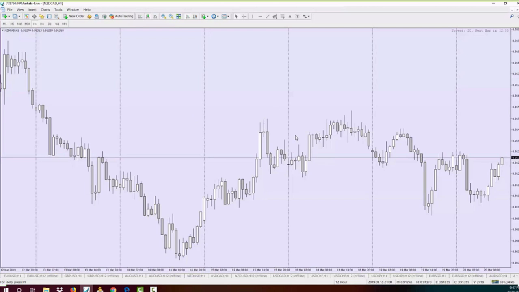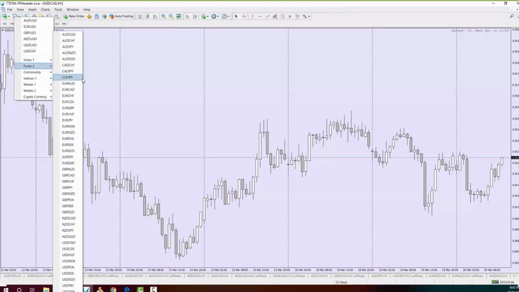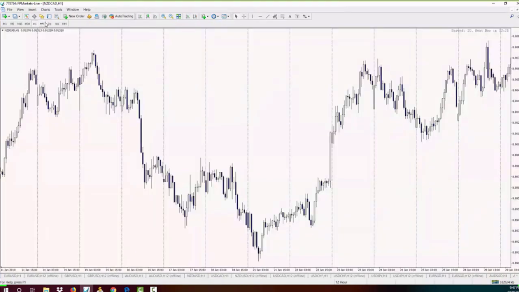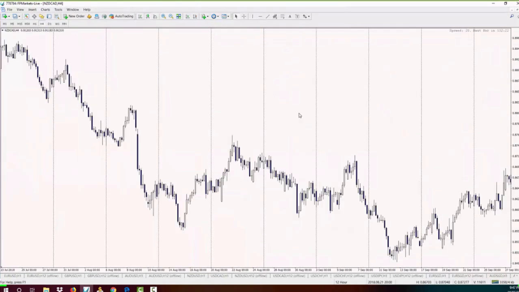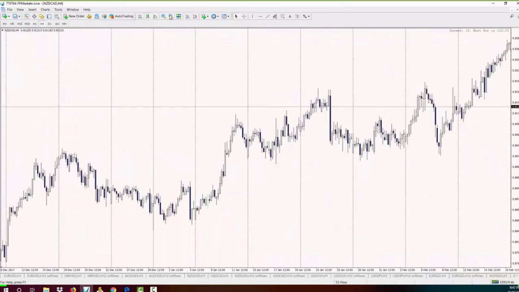So it's probably going to look a whole lot better on the 4-hour chart, but let me see if I can bring up the New Zealand CAD on the 4-hour chart real quick. 4-hour. All right, let's see. Where were we?